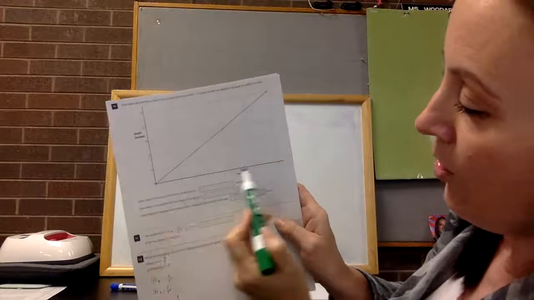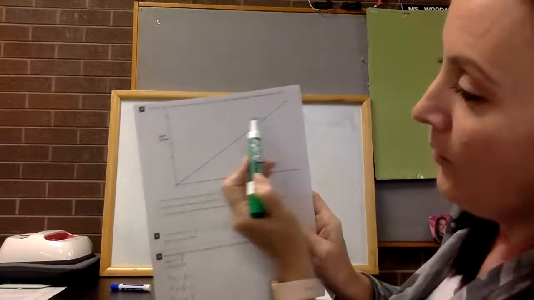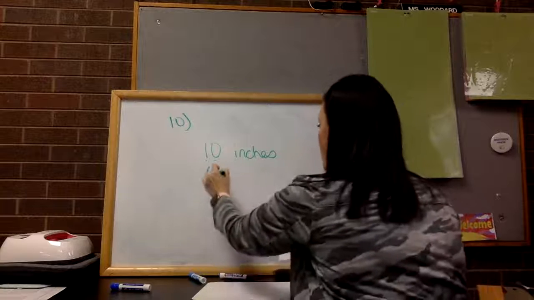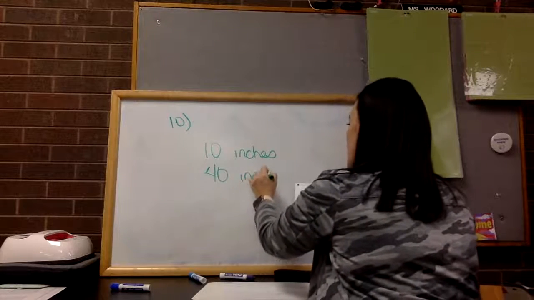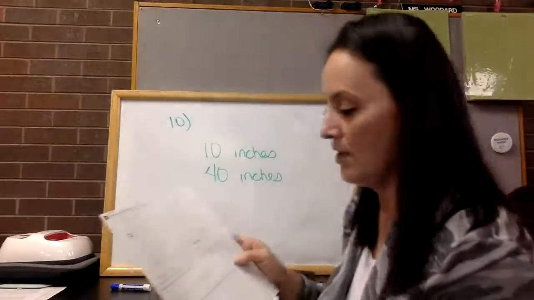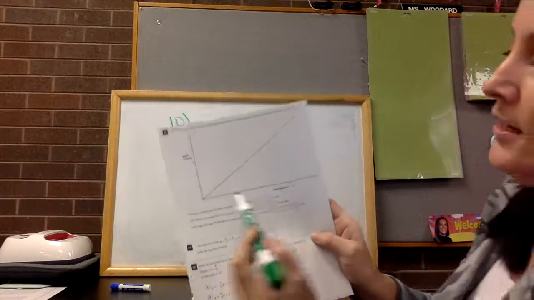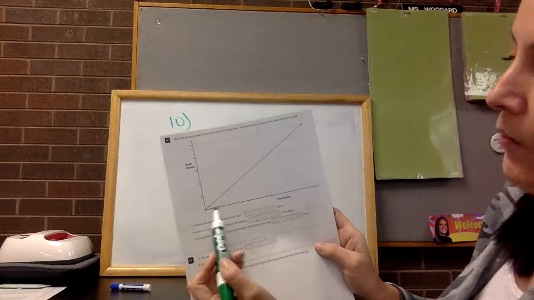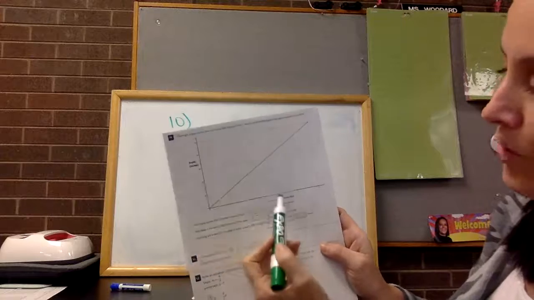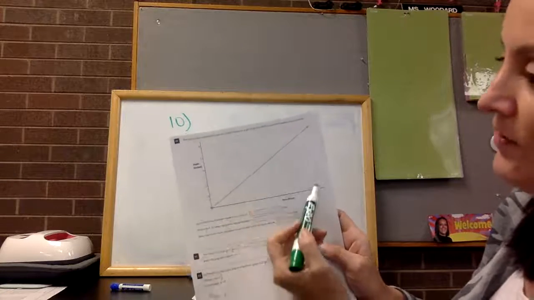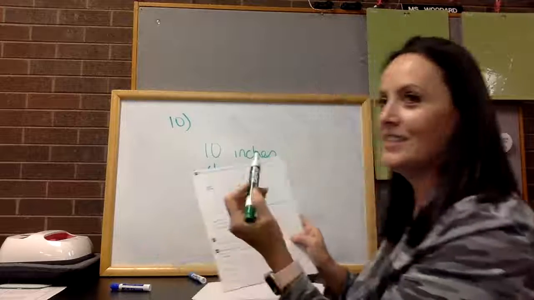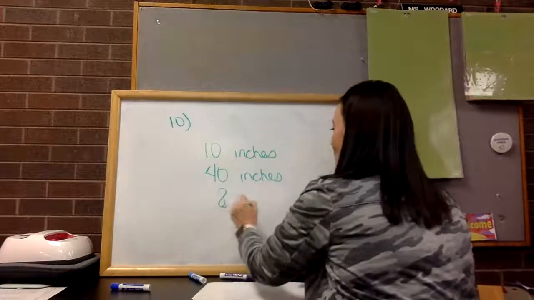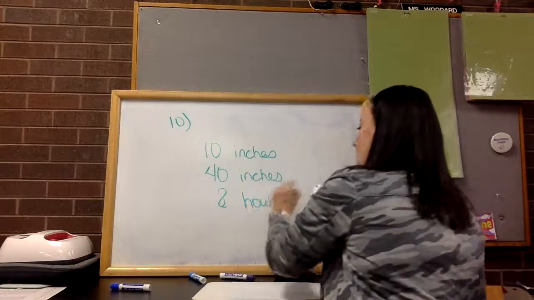How deep is the water after 4 hours? You're going to go over to 4 and read up. When I go across, it says that it is 40 inches deep after 4 hours. How long will it take for the water to reach a depth of 80 inches? It's going 10 inches per hour: 1 hour was 10, 2 was 20, 3 was 30, 4 is 40, 5 is 50, 6 is 60, 7 is 70, 8 is going to be 80. So it will be 8 hours.